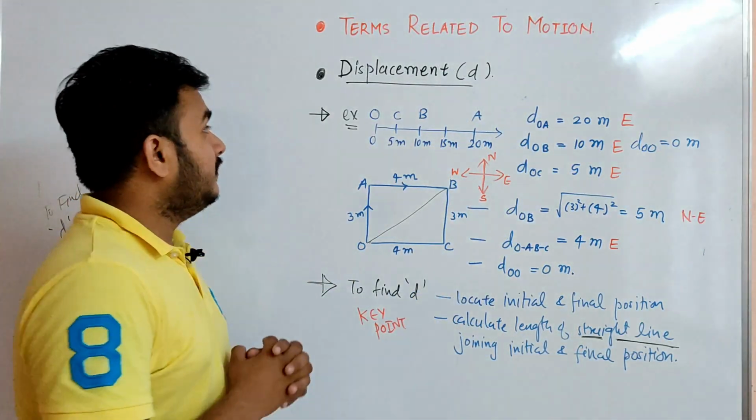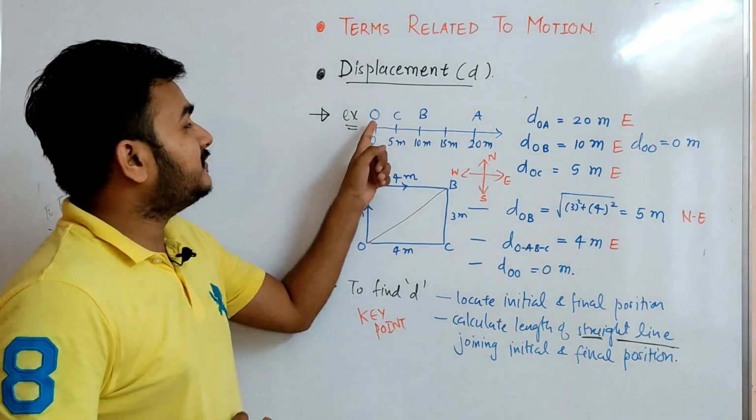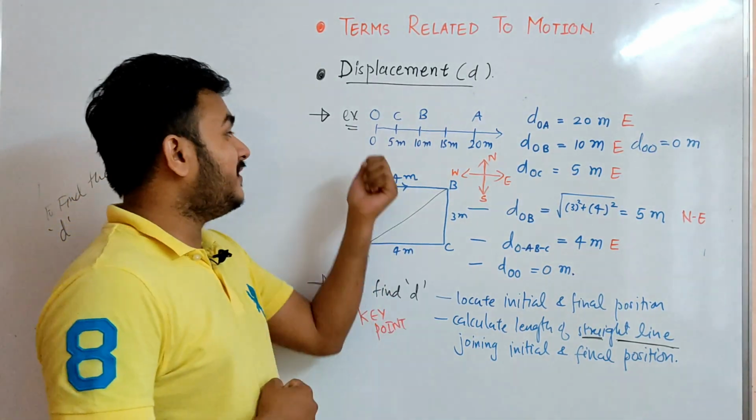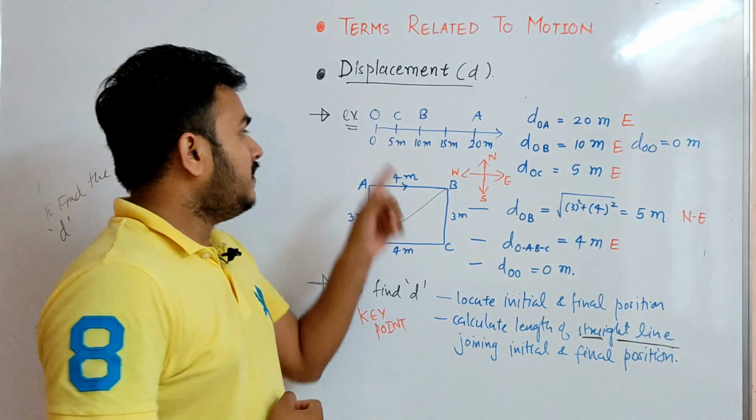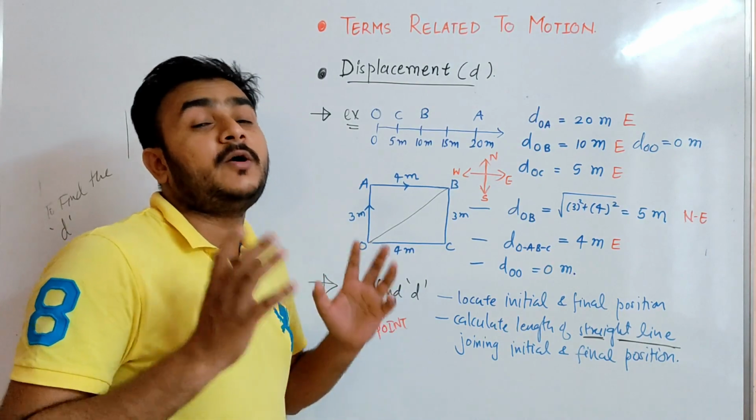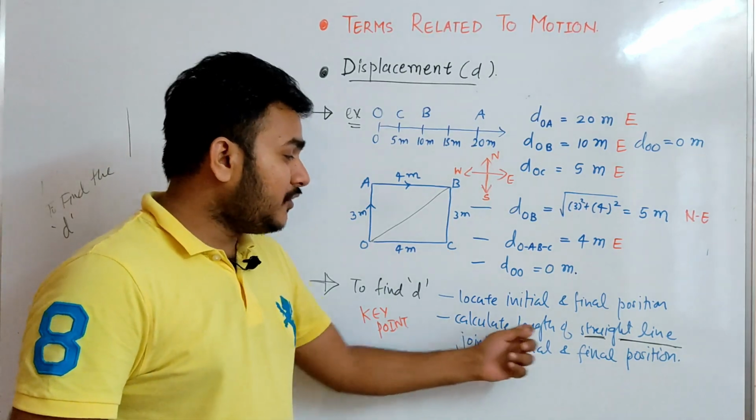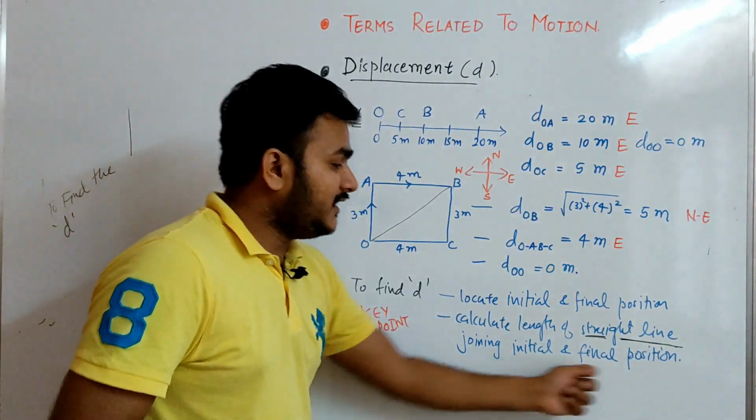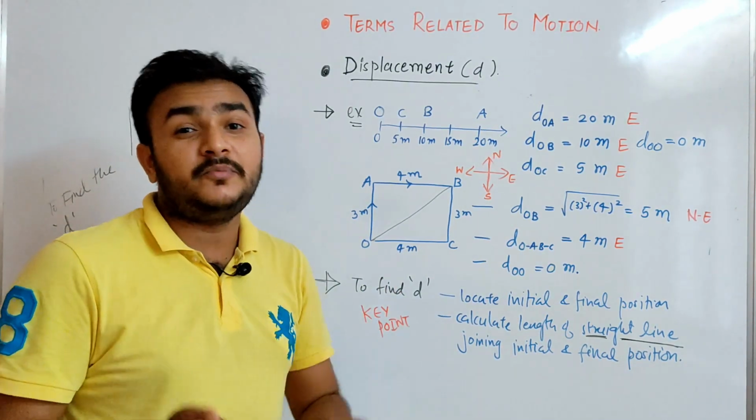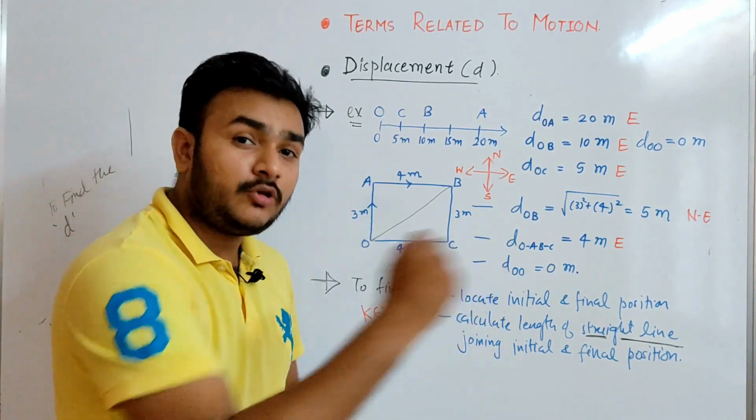Now let us take an example in order to understand what displacement D is. Consider an object starting its motion from O to point A to point B to point C. In order to find out the displacement of any object, remember these two points. First, locate initial and final position. Second, calculate the length of the straight line joining initial and final position. So first locate the initial and final position of the motion, then draw a straight line and calculate its length.